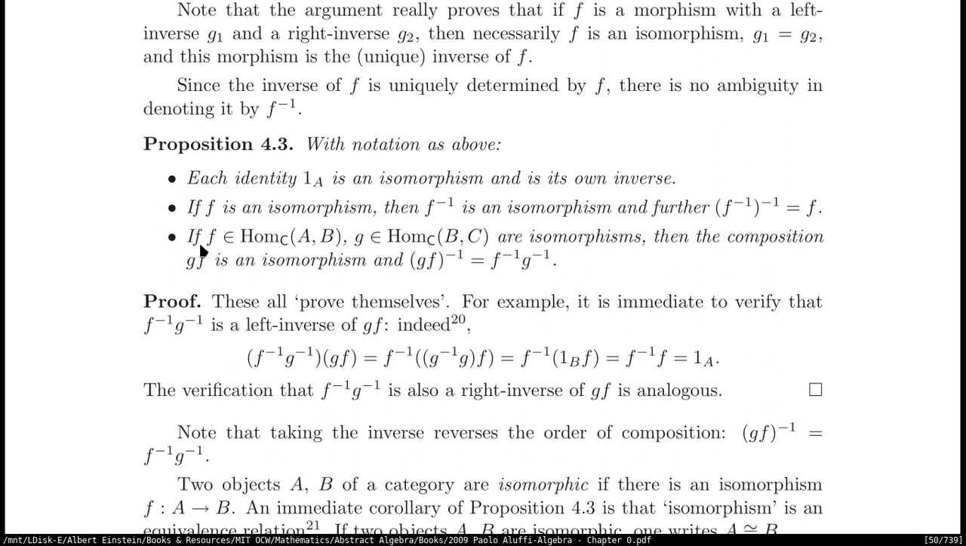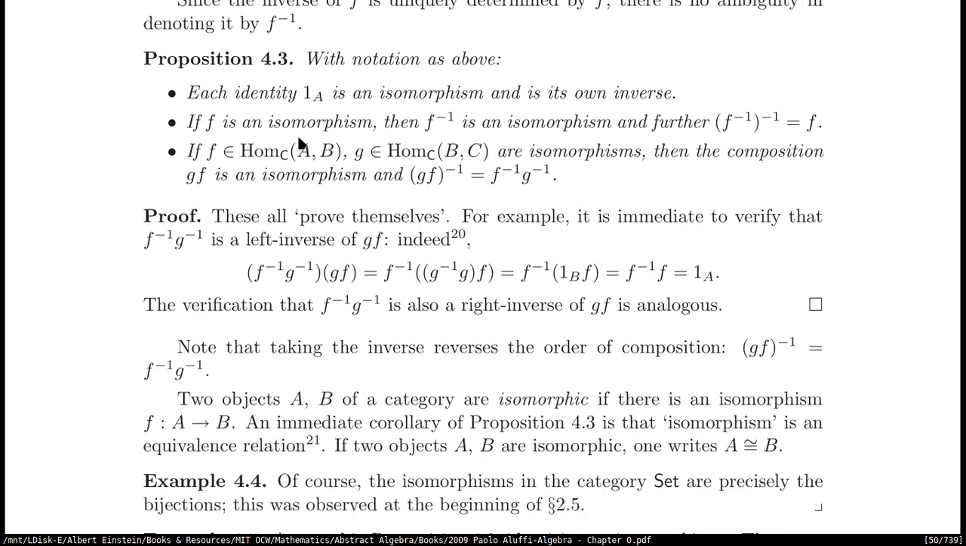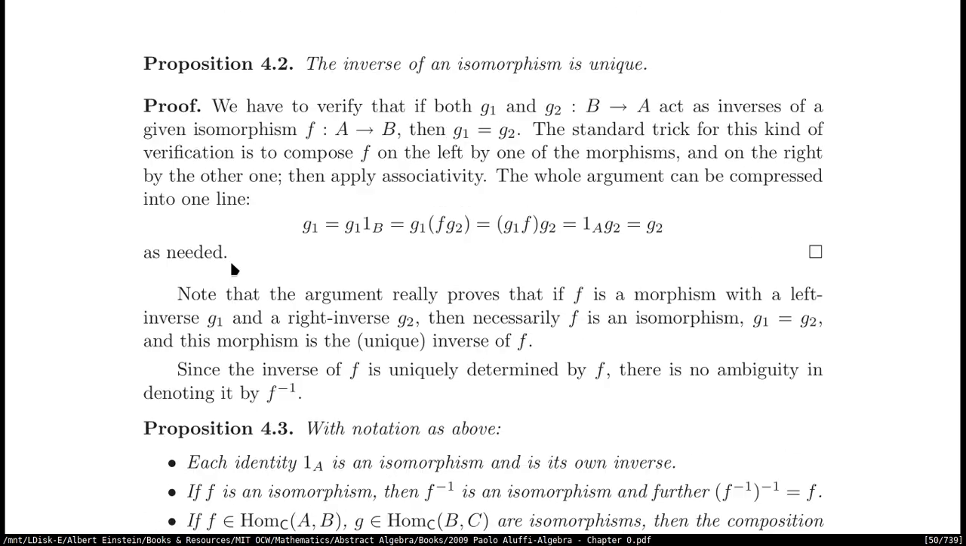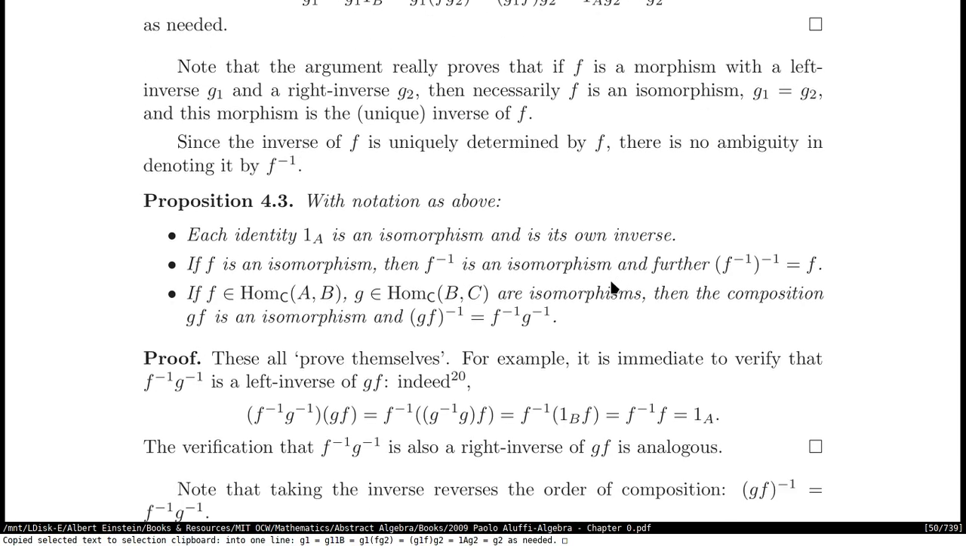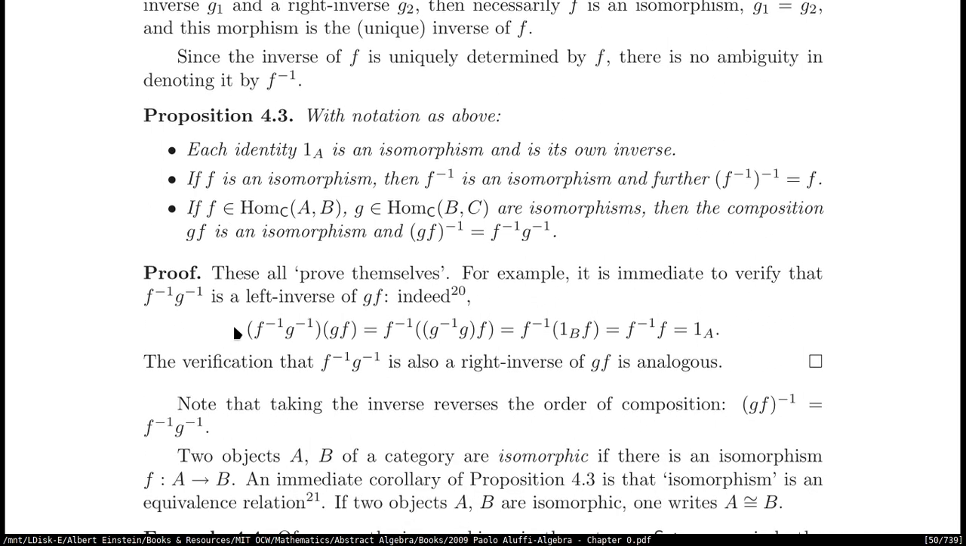Now if you have two isomorphisms, F and G, from A to B and B to C, then the composition of those two is also an isomorphism, and its inverse is the composition of the inverses of F and G. The proof is, I mean, these statements actually prove themselves. You can verify each of them, but it's the same as we did here. You just apply the definition of the composition and they satisfy.